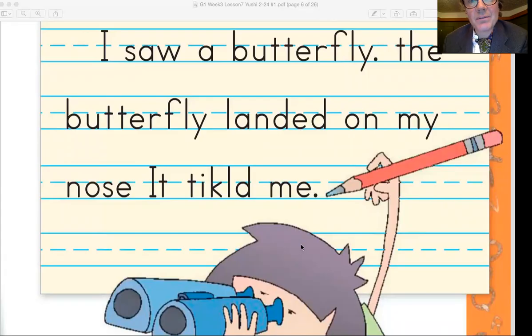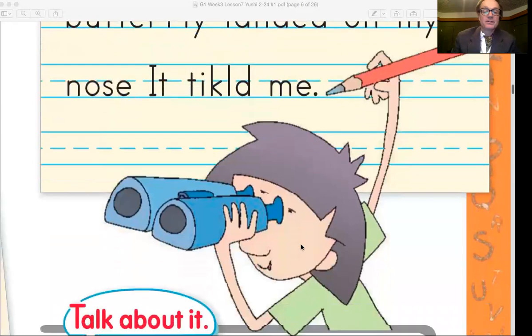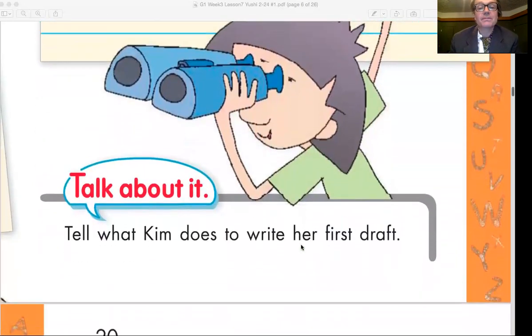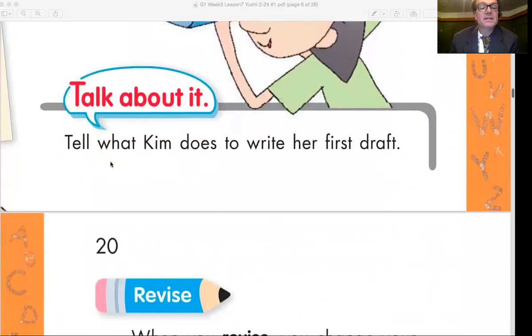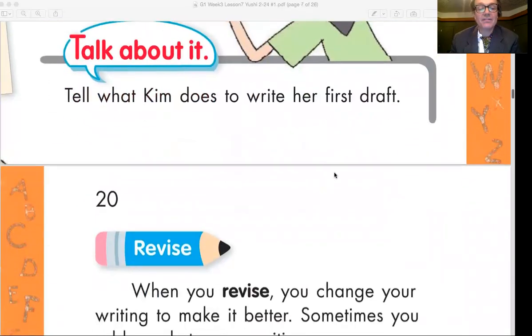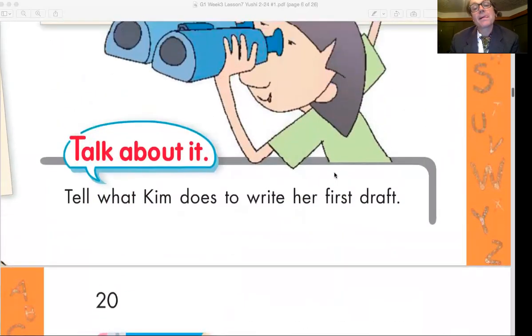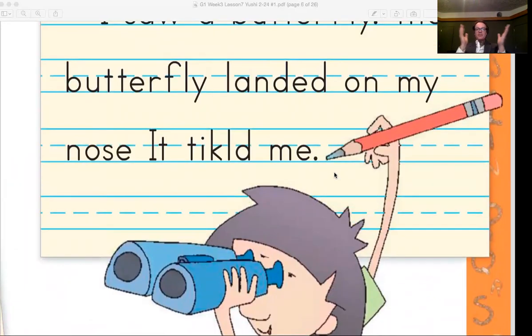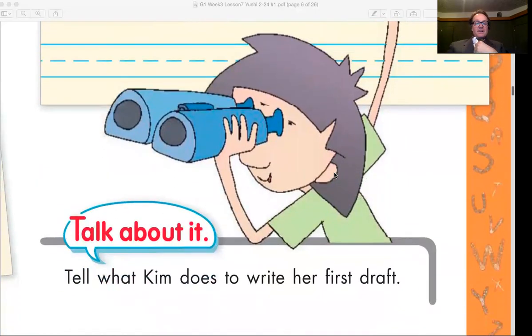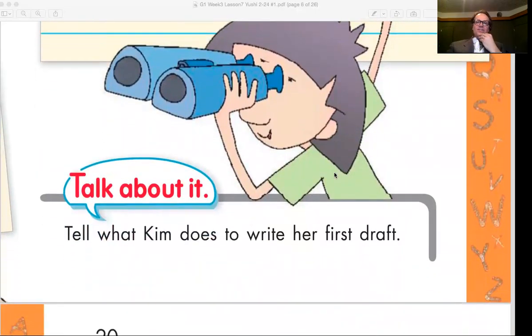But there are a few problems with Kim's writing, but it's really well done. She had some good ideas. Let's talk about it. Tell what Kim does to write her first draft. Well, we did talk about it, didn't we? She looked at her picture, she remembered the story, and she wrote the story that she remembered about the butterfly. And it's fun to read it. Can you add anything to that? What else did she do?